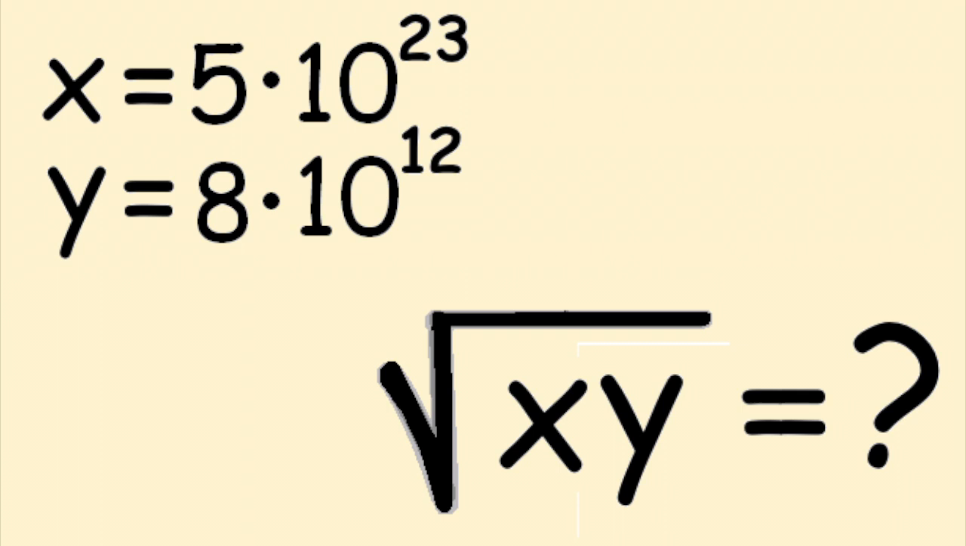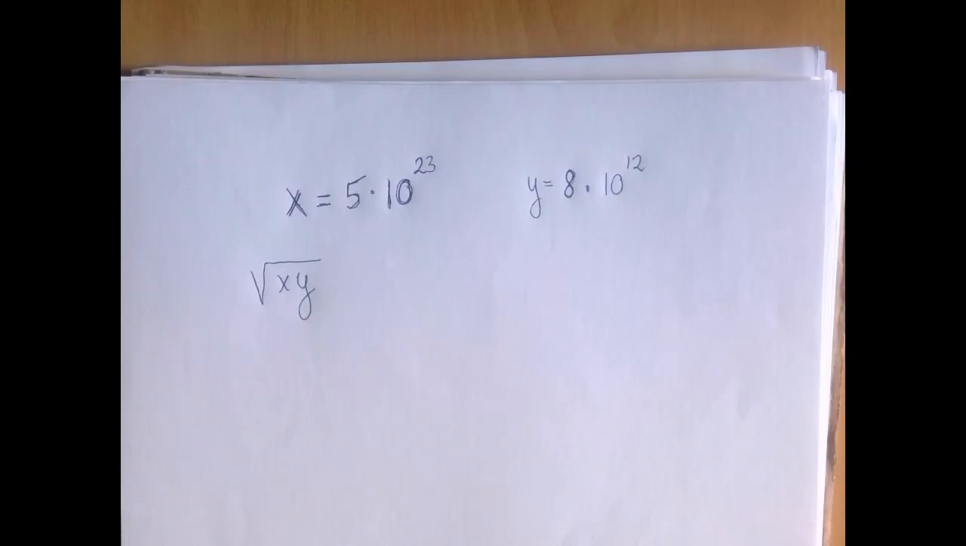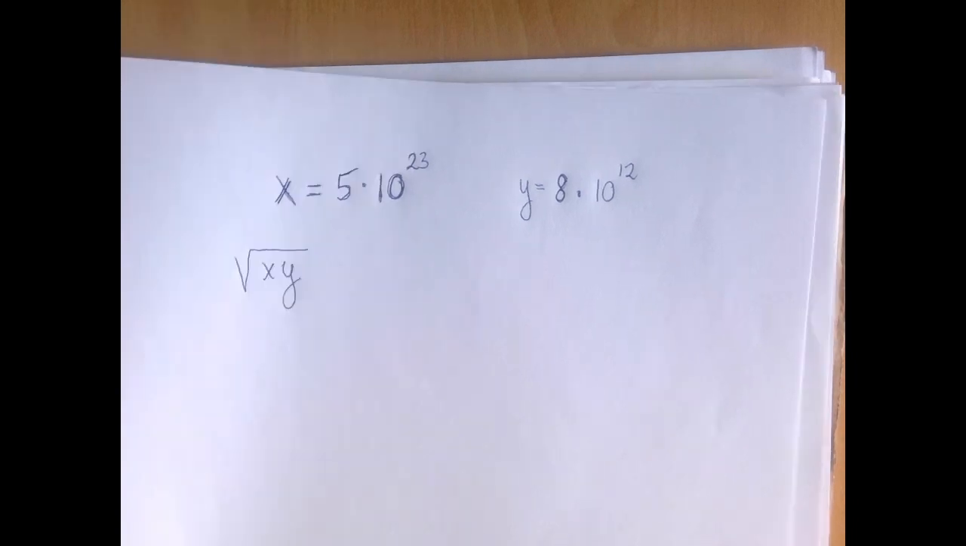So we're given two numbers in scientific notation, and our job is to express in scientific notation the square root of the product of these two numbers. Before we get started, there are ingredients to this problem, and let's go over them before we start solving the problem.